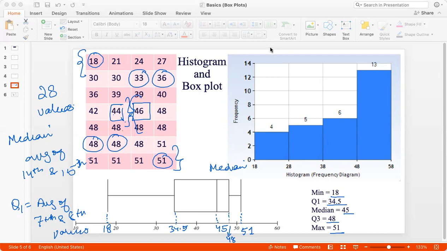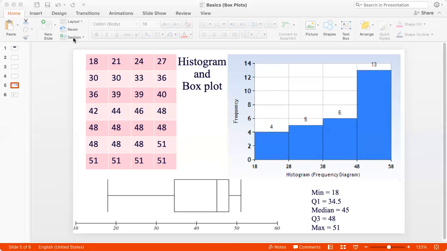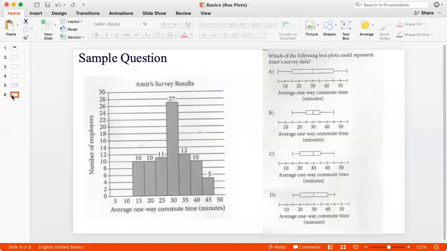Right? Okay, now we'll do an actual question which was tested on the SAT. This was asked, I think, in one of the March papers. So they gave us a histogram on the left, and on the right, we had to figure out the correct box plot for this data.